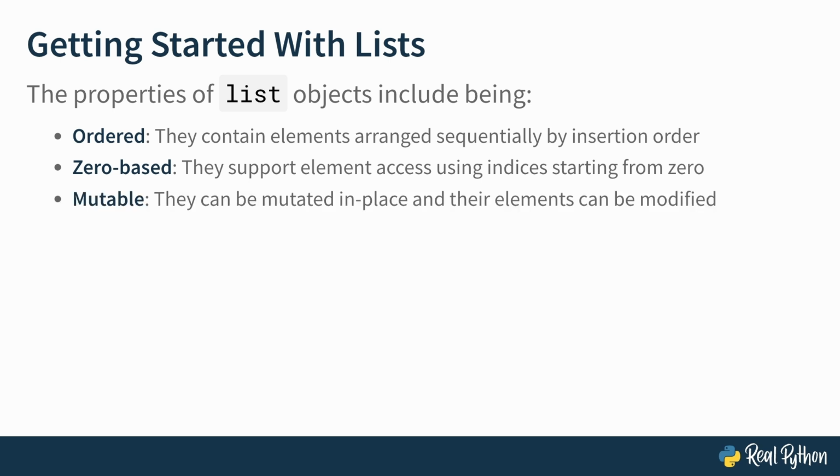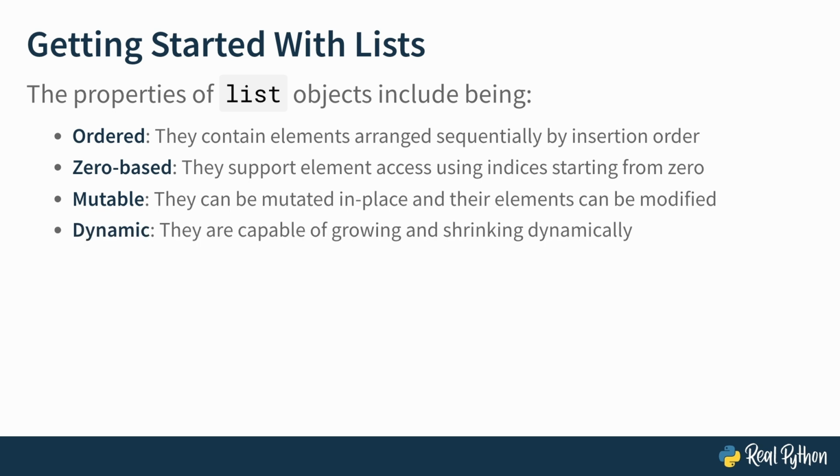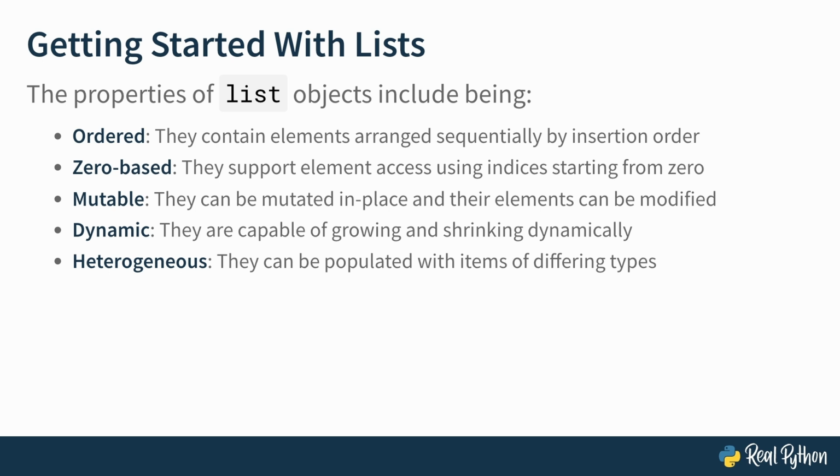They're mutable, meaning list objects can be mutated in place. Their elements can be changed or moved around. This makes them flexible, but it also means that a list can't be used as a dictionary key or as a value in a Python set, because the list's mutability also makes it what's known as unhashable. Lists are dynamic, capable of growing and shrinking dynamically. And because lists are heterogeneous containers, they can be populated with items of differing types, including other lists, which makes them nestable. You can make lists of lists and even use lists to emulate matrices.